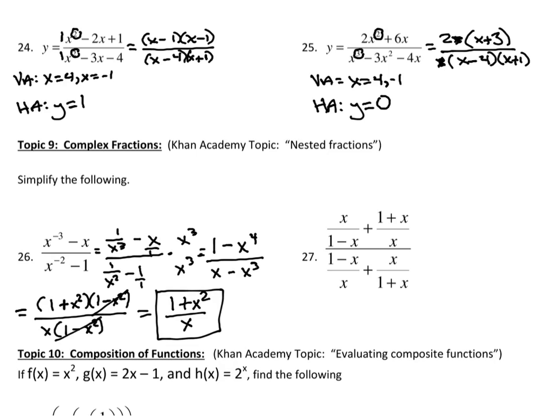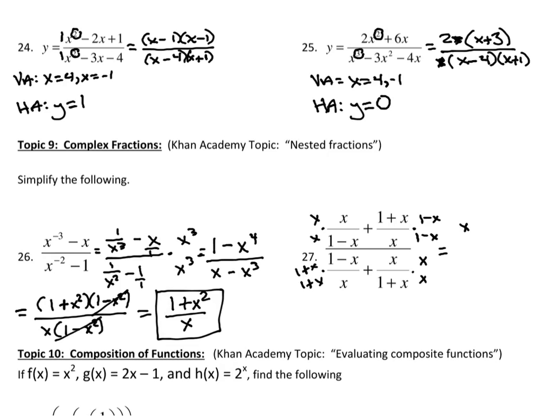Okay, 27. What I'm going to do is find a common denominator on top and on bottom separately. So here I'm going to multiply this by 1 minus x, and here by x. And on the bottom, this by x, and this by 1 plus x. So a lot going on here.